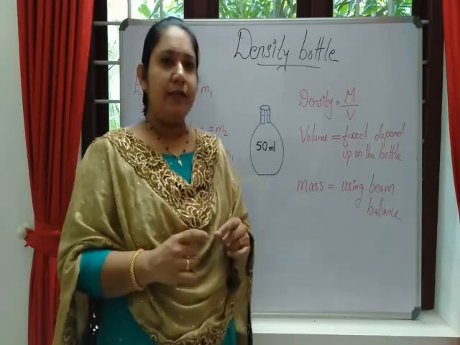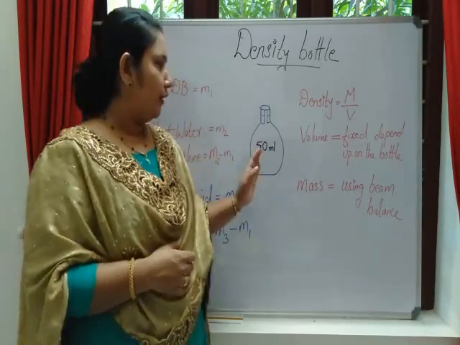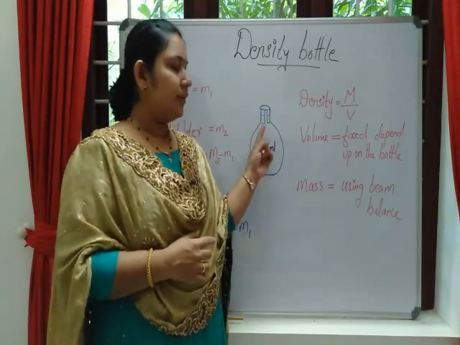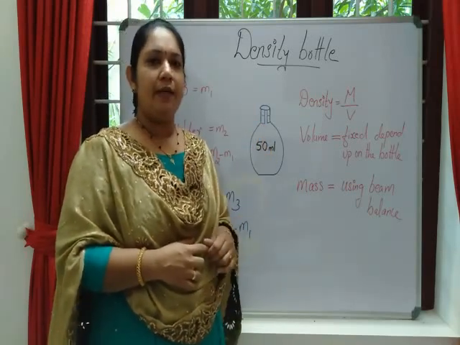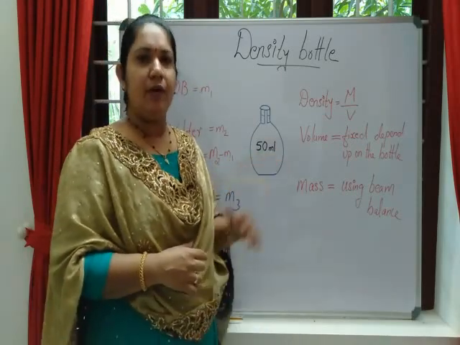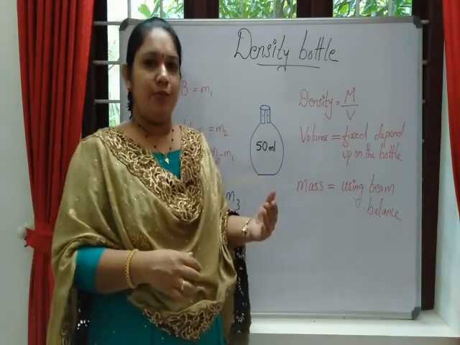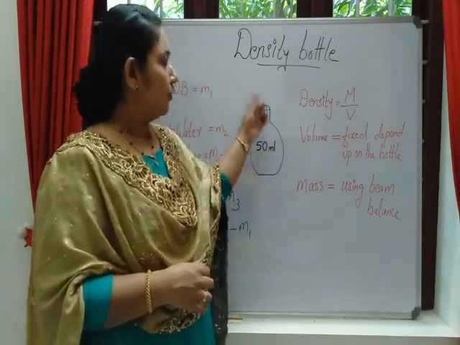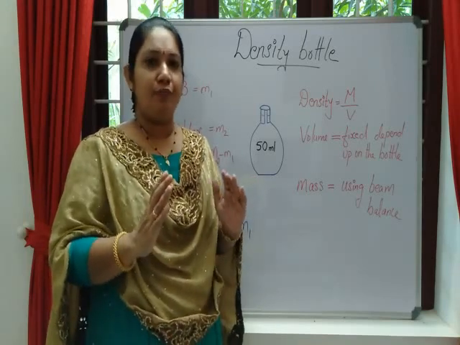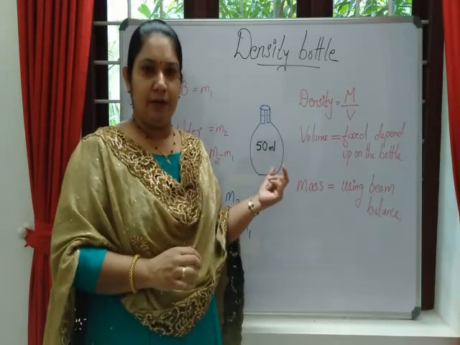So, for finding the density of a given liquid, first we have to find the mass of the density bottle. Now I will explain what the purpose of this stopper at its neck is. When we fill the density bottle with water and press the stopper, the excess water will drain through the stopper and we will get a fixed volume of liquid in the density bottle.